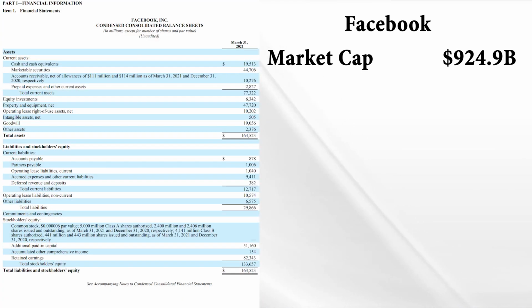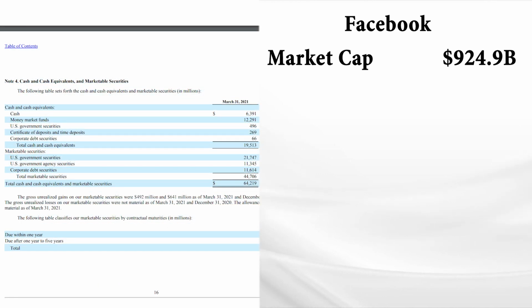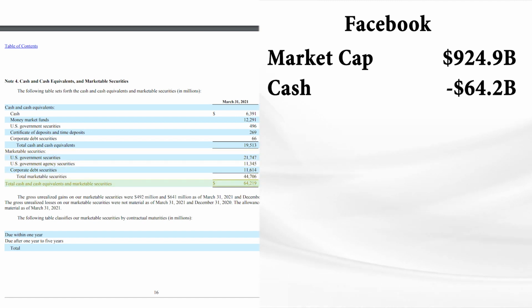And if we look on the balance sheet, we can see that Facebook has cash and cash equivalents of $19 billion. And they have marketable securities of just under $45 billion. And also on the next page here, we can see a breakdown of that. So these are the cash and cash equivalents, and these are the marketable securities. And these government securities and corporate debt securities are pretty much as good as cash, so we're going to include them in our enterprise value calculation. So in total, for cash and cash equivalents, we have $64.219 billion.